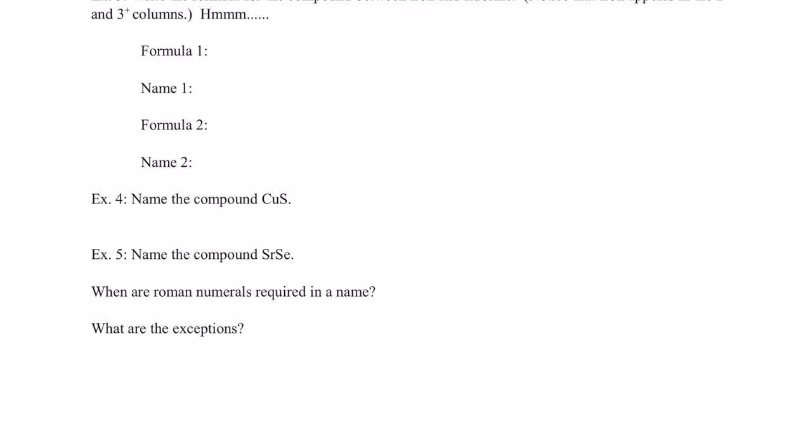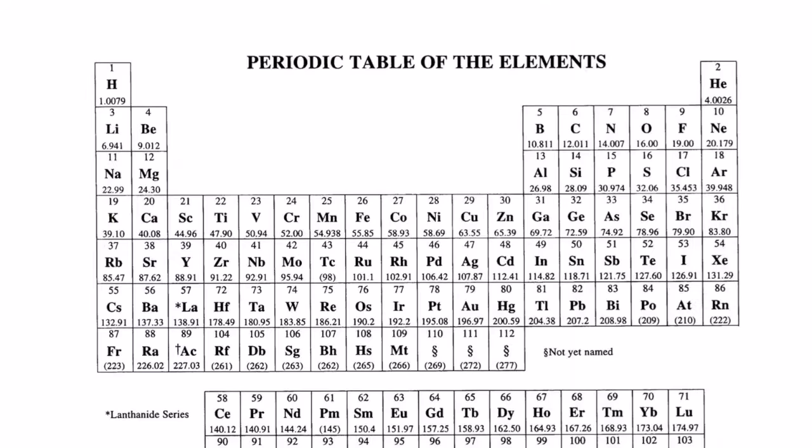Alright kiddos, welcome back. We're going to continue writing names and formulas for ionic compounds. We're going to start with example 4. I know we just finished that example at the end of the last video, but I know a few of you were a little bit hazy on the use of Roman numerals, so I thought I would do that one over for you. Okay?